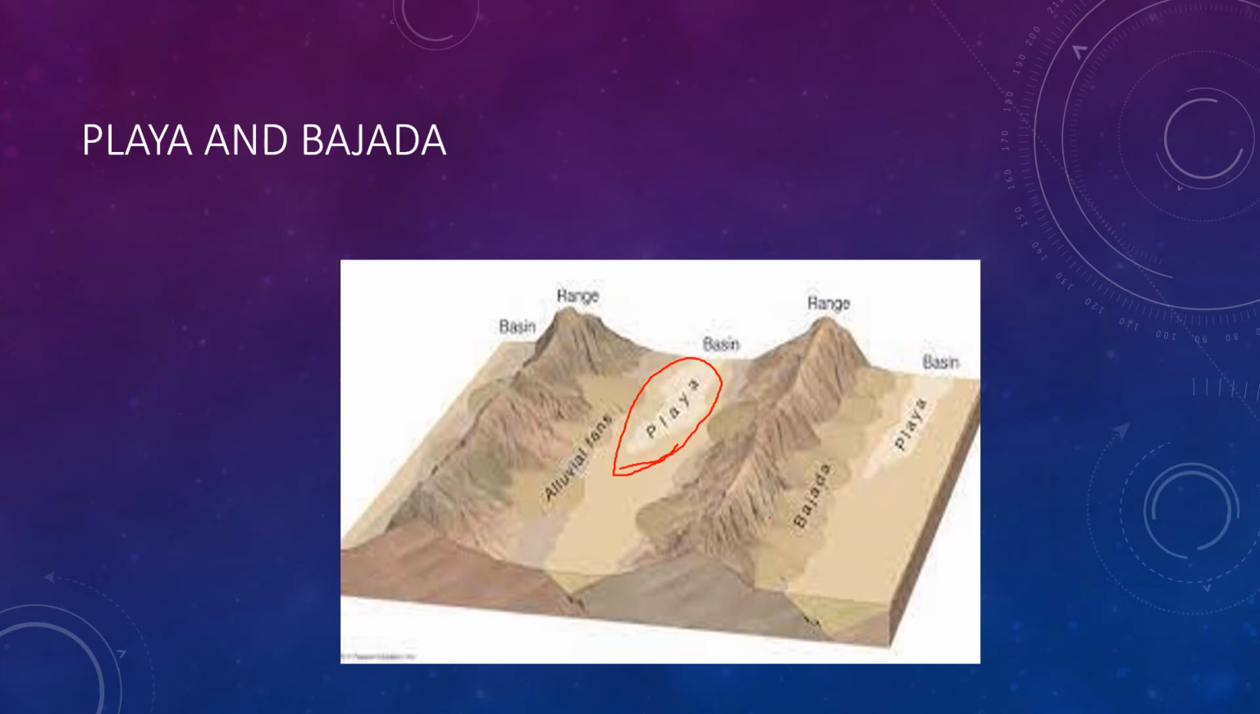The next term is Bajada. These are the mountain ranges, and there might be some streams coming down from here, and these streams might be carrying with them some debris, some rocks, pebbles, and they are depositing those sediments in these regions. We can call it alluvial fans, or regions good for agriculture. So these regions are known as Bajada.